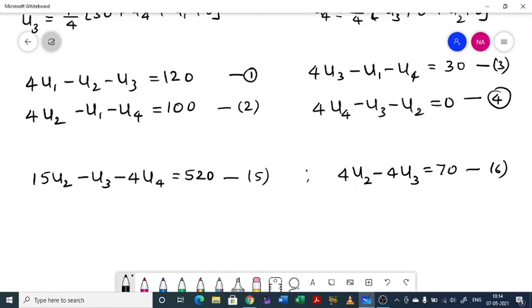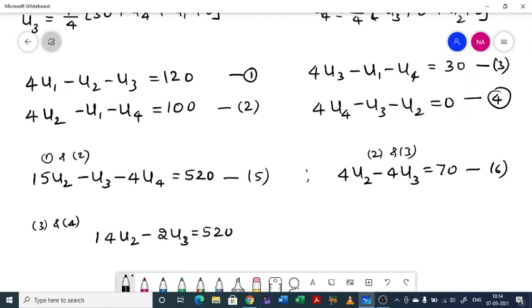Now let us eliminate u4 from equation 3 and 4. Then you will be getting, this is from equation 1 and 2, this is 2 and 3, and next from 3 and 4, eliminating u4, we will be getting 14u2 minus 2u3 equal to 520. This is equation 7.